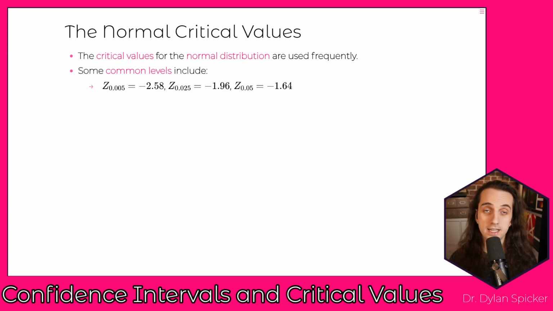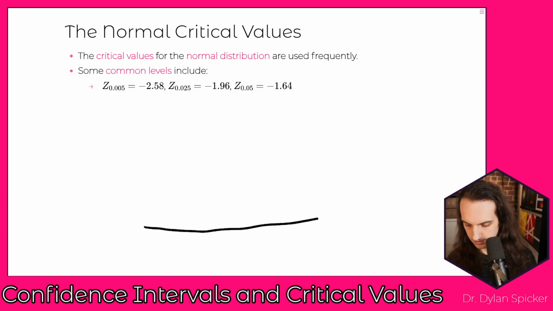So if you take alpha to be 0.005, then that's going to give you negative 2.58 as your critical value. So z of 0.005 is going to be negative 2.58. z of 0.025 is negative 1.96, and z of 0.05 is negative 1.64. These are 3 very commonly used critical values, and those are the specific values that we're thinking about here.